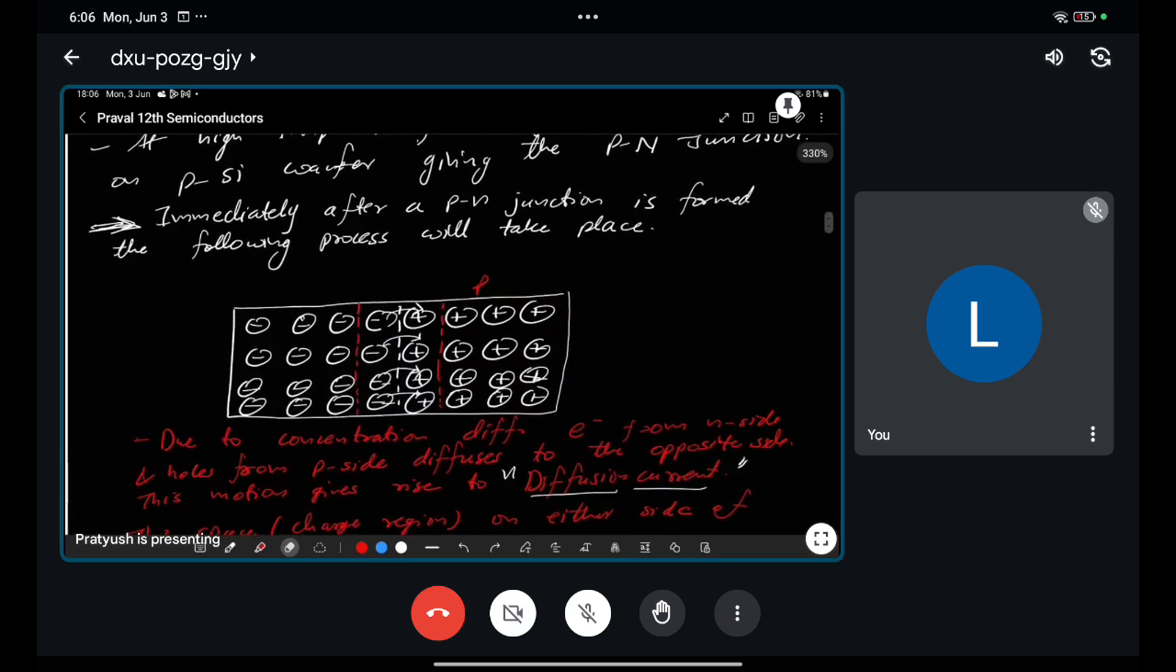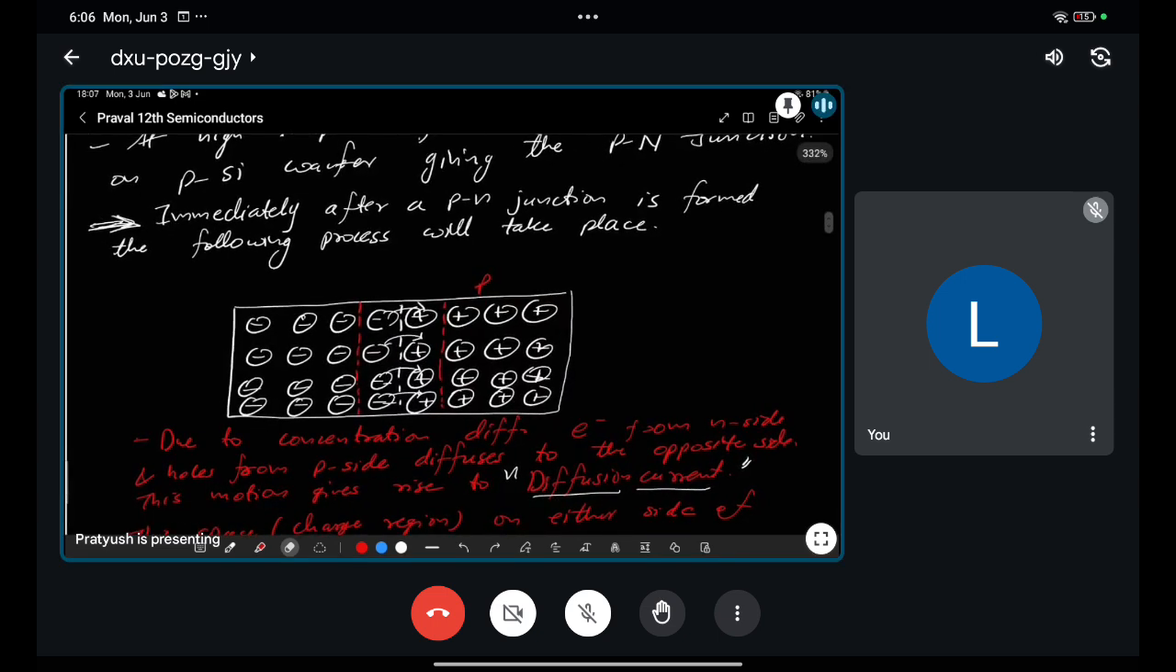Now, as soon as the silicon wafer is kept in the above three methods, it may form a p-n junction, and immediately a p-n junction is formed, some process will start happening.